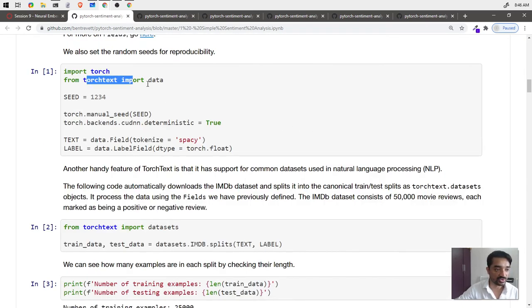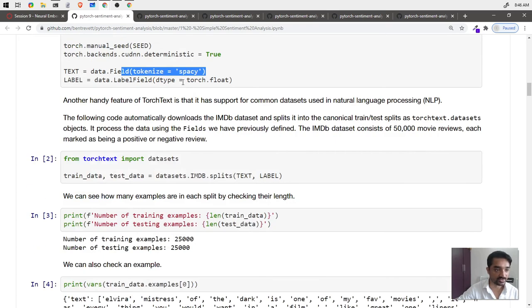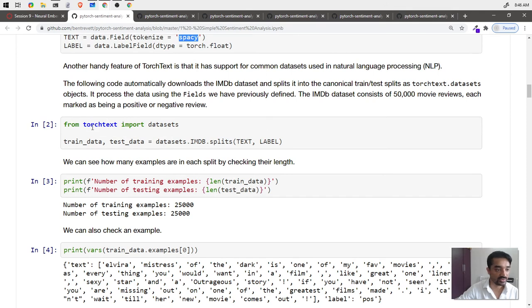And we have torchtext as data, and we are using a spaCy tokenizer. Now we have this IMDb split. IMDb is the Internet Movie Database, so you know whether the review written for a movie is positive or negative. That is what we're trying to do here.